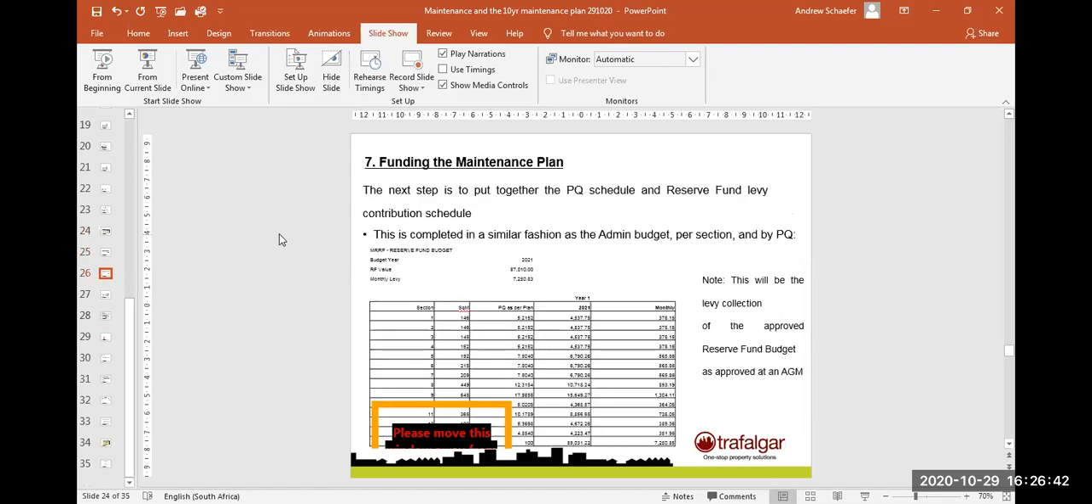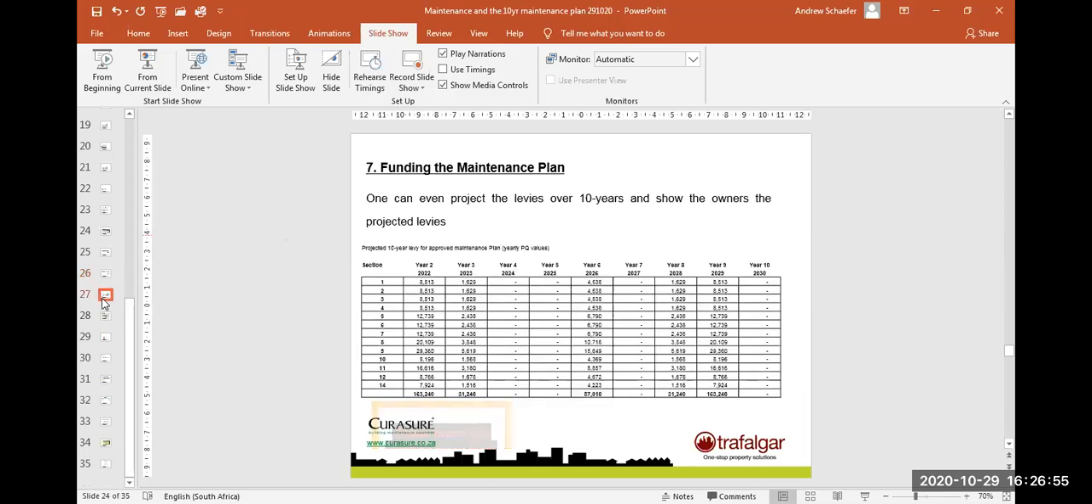So the next step for the funding is we can determine the PQ schedule. Once we've determined the reserve fund levy, we use the normal PQ schedule and we can calculate that out for the next financial year. On the next slide, you'll see we can even project that over a 10-year period. So if you've got investors buying into your property, we can include that in the pack as well.